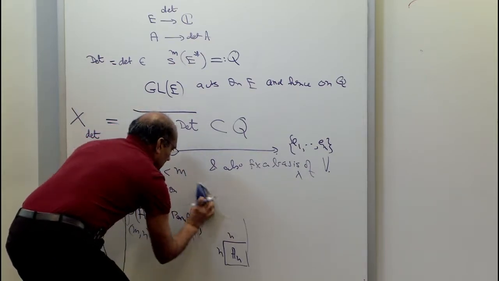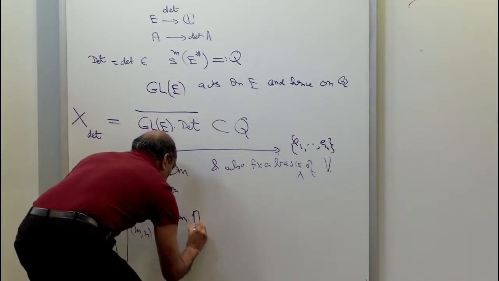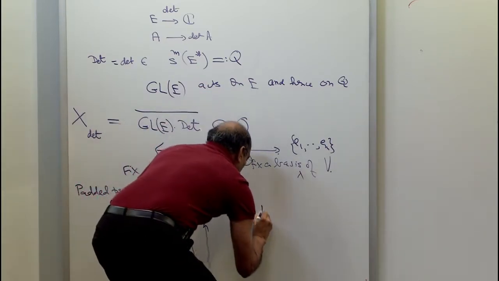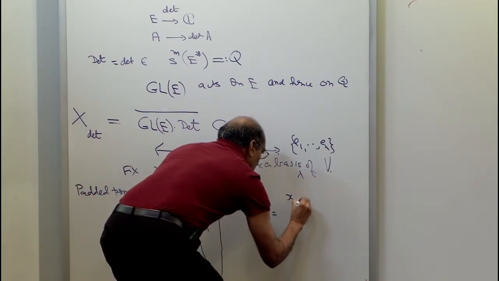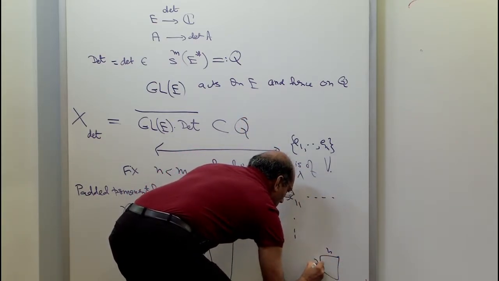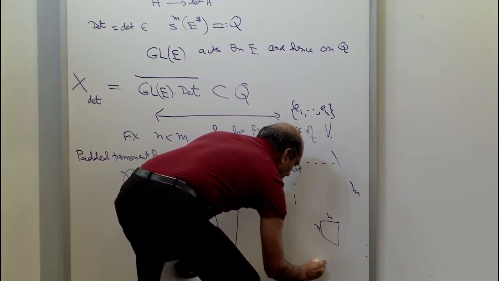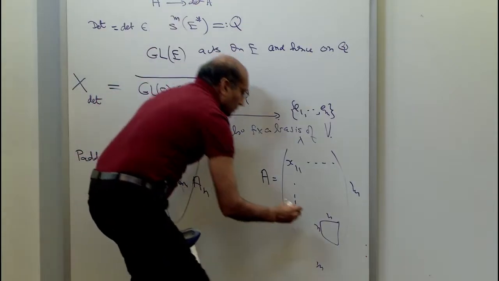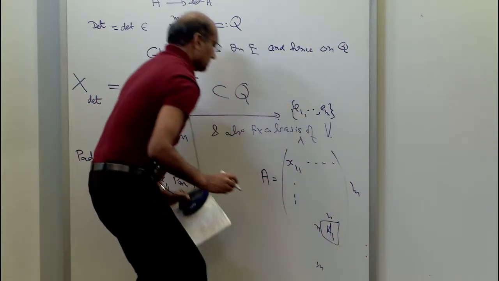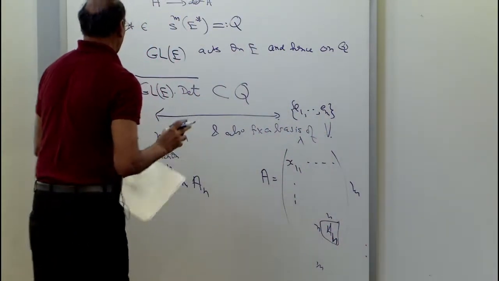This is a bad way to write this, where A is now, this is what I'm calling A_n. Oops. Maybe I should not write two below.